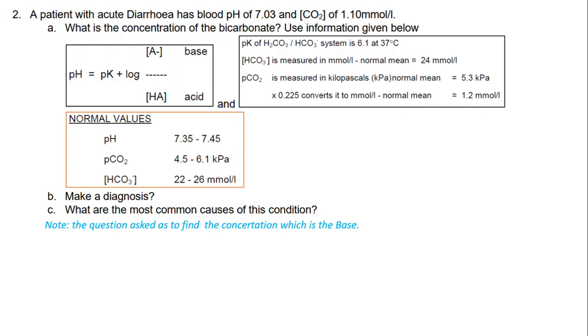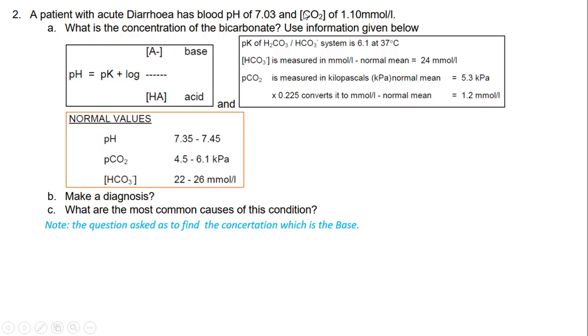Question 2, they said a patient with acute diarrhea has blood pH of 7.03 and a CO2 of 1.10 moles. What is the concentration of bicarbonate? Use the information given below. That's the question which they have given us. A patient with acute diarrhea has blood pH 7.03, right? The pH of this blood is less, because the normal pH is 7.35 to 7.45. Those are the normal values.